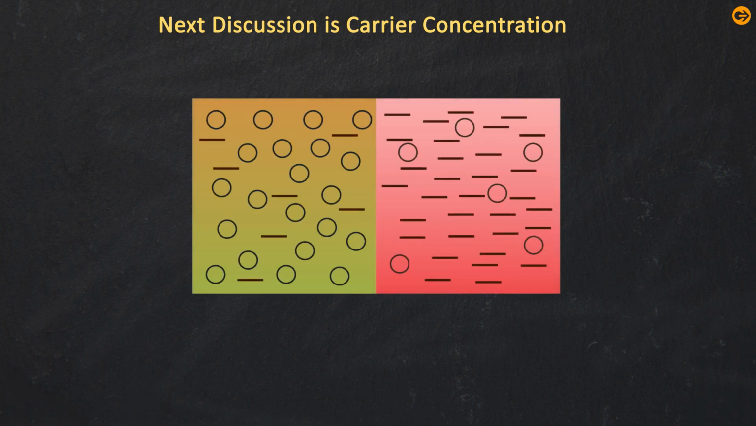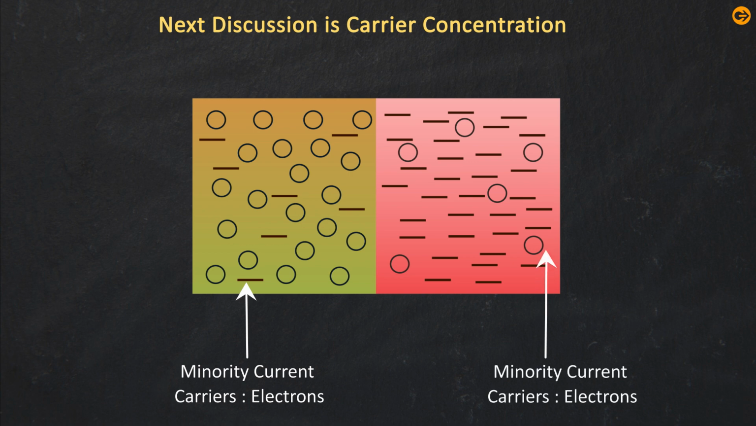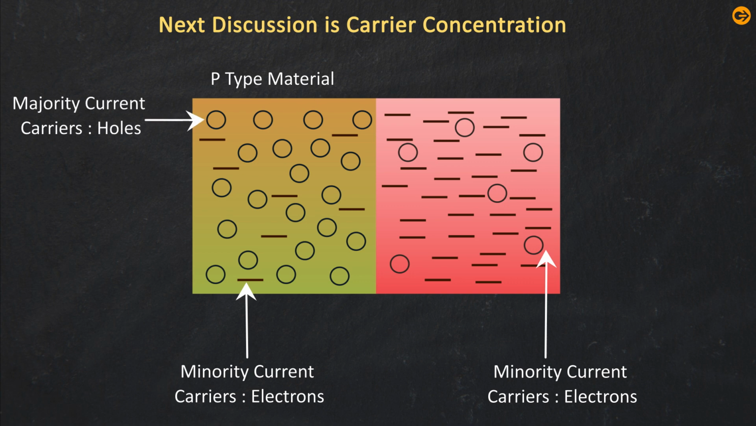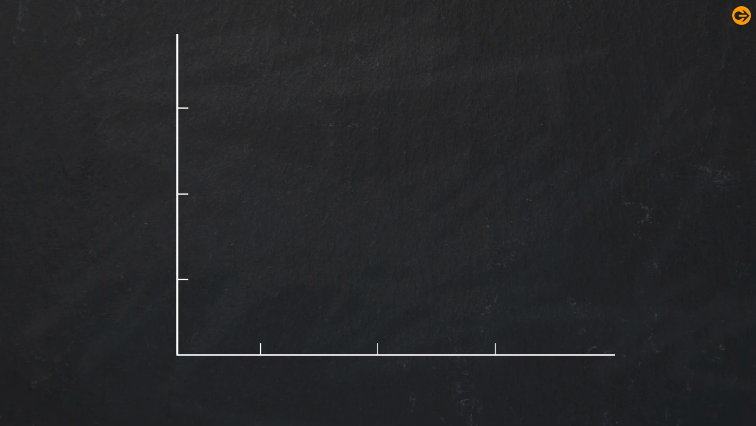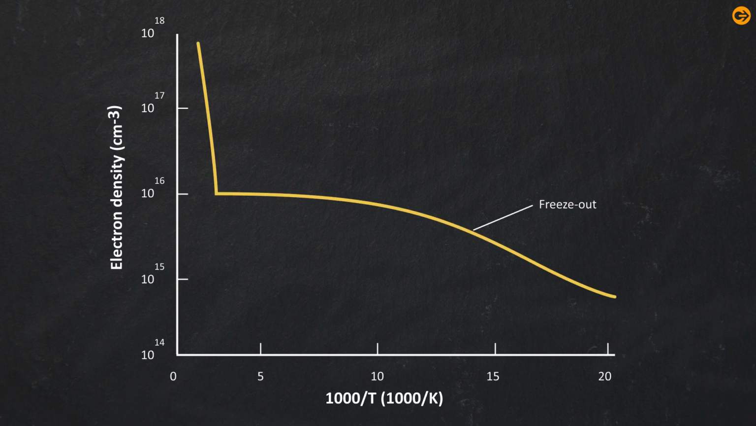Now the next discussion is carrier concentration. The number of majority carriers present per unit volume of a semiconductor is known as carrier concentration. As we can see, in p-type material the majority carriers are holes, whereas in case of n-type material the majority carriers are electrons. Now if we plot a graph between electron density and temperature, it will clearly show us the position of intrinsic and extrinsic semiconductor based on their concentration of carriers.